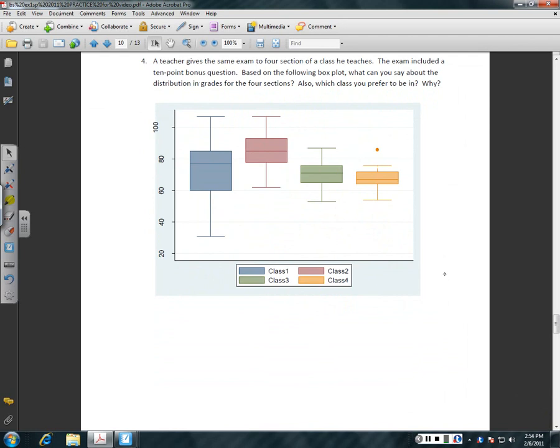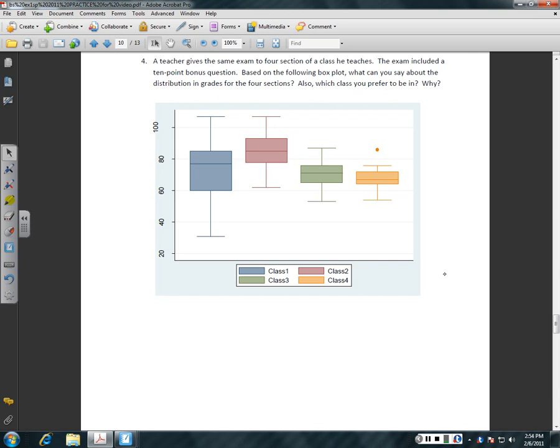Okay, the next one. We're giving an exam to 4 sections of a class, and there's a 10-point bonus question. That's why some people were able to get a score over 100. So we've got this box plot, or multiple box plot, and we want to know what we can say about the distribution of grades for the 4 sections. And also we want to know which class you would prefer to be in and why.